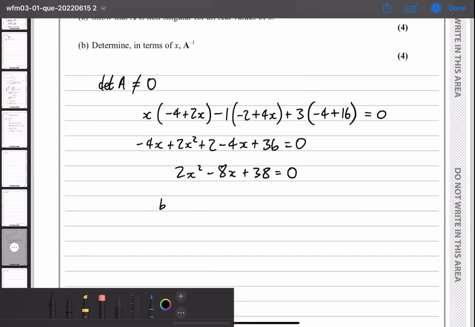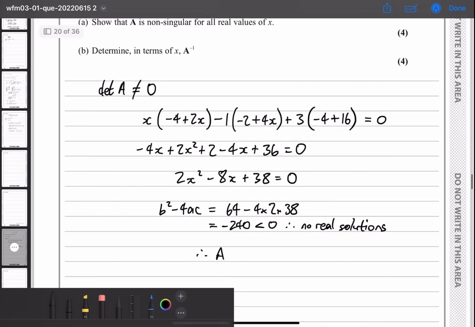So let's do b squared minus 4ac, inside the square root of the quadratic formula. That gives us 64 minus 4 times 2 times 38, which is minus 240, which is less than 0, therefore no real solutions. Therefore, A is non-singular, which means it has an inverse.